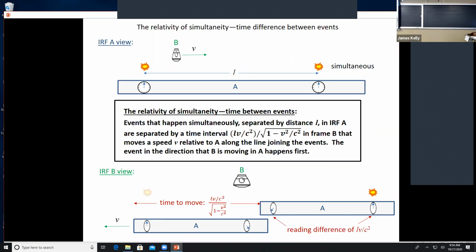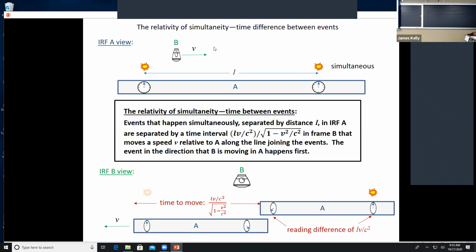So the details are, if they're separated by a distance L in IRF A and simultaneous, then we have to wait this amount of time in a frame B that moves at a speed V relative to A along the line joining the events. And it's worthwhile remembering that in IRF A, B is moving in a certain direction. Whichever direction B is moving, the one that it's heading towards is the event that happens first. So I phrase that here: the event in the direction that B is moving in A happens first. That tells you not only how long you have to wait, but which one is going to be the one that happens first.